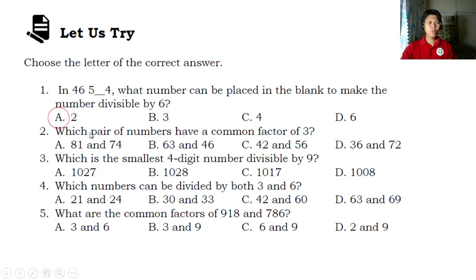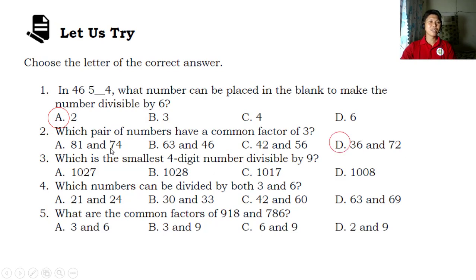Okay? Which pair of numbers have the common factor of 3? Okay, so titingnan natin. 3 ang kanyang common factor. So, dapat i-add natin yung dalawa. 8 plus 1, 9 pwede. 7 plus 4, 11. Hindi na yan pwede. Next, 6 and 3 pwede. 4 and 6, 10. No. Eto rin, obviously, 5 plus 6, 11. Hindi pwede. So, 3 and 6 pwede. And 7 plus 2 is 9 pwede. 3 plus 6 kasi is 9. So, pwede. 3, 6, 9 na yan.